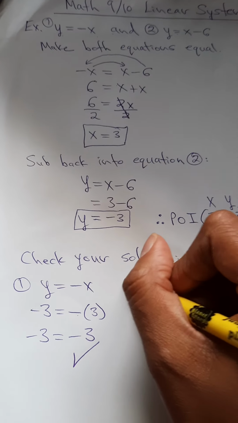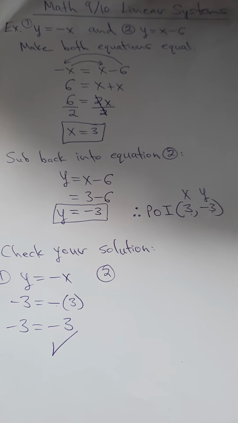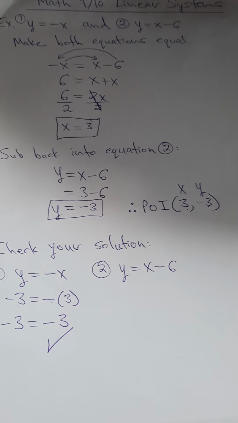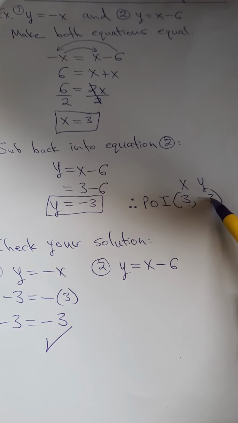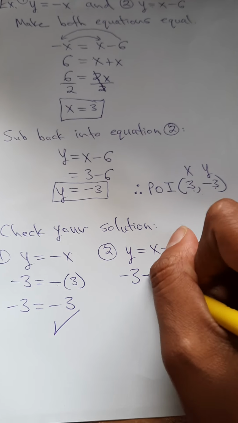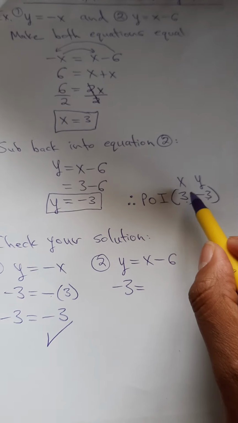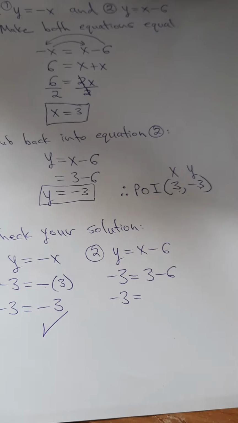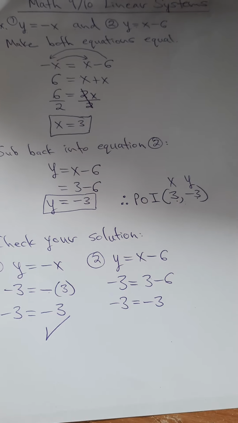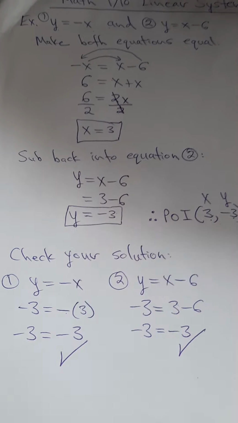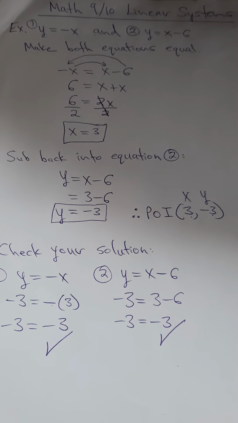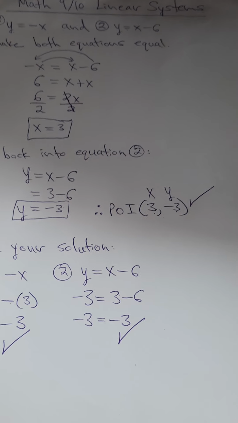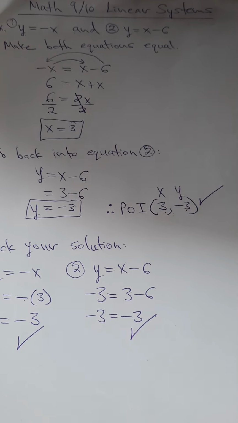However, don't stop there. What we're going to do is write down the second equation. So y equals x minus 6. One more time, the y value is negative 3, so we'll put negative 3 equals, and the x value is equal to 3. So 3 minus 6, which is equal to negative 3. So negative 3 equals negative 3. And I notice it also satisfies the second equation. And that way I know that this is my correct answer. That's the point of intersection of these two equations.